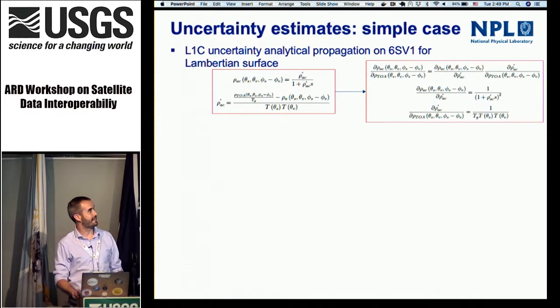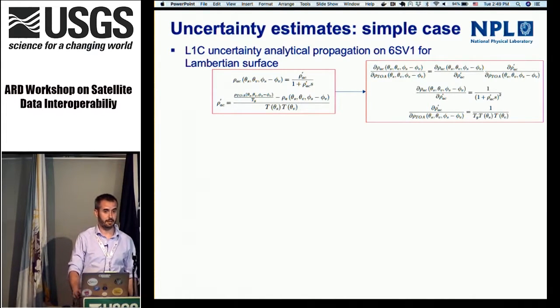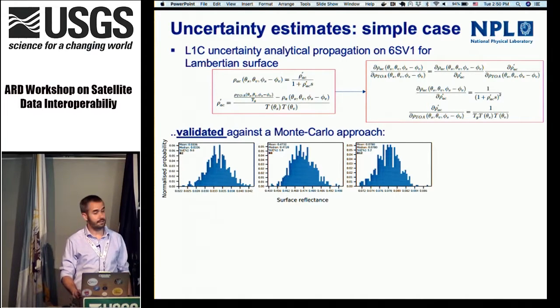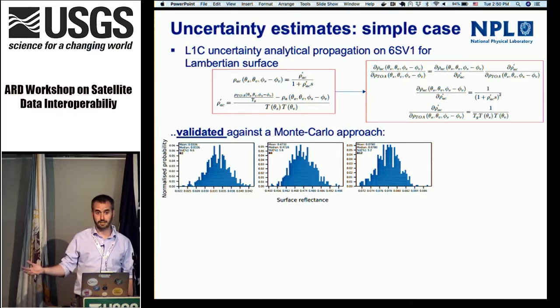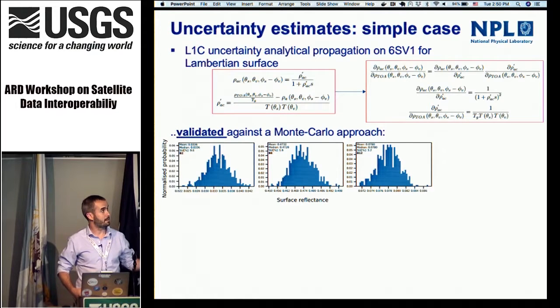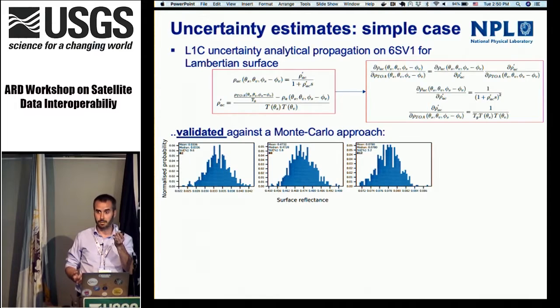So what I did is that I got the level 1C uncertainty analytical propagation for 6SV, very typical case, using a Lambertian, and the only thing I need to do is to get the derivative with respect to the top of atmosphere reflectance. So I calculated the values, and very important, I validated against a Monte Carlo. So I calculated analytically using this approach, and I validated the results against the Monte Carlo approach.